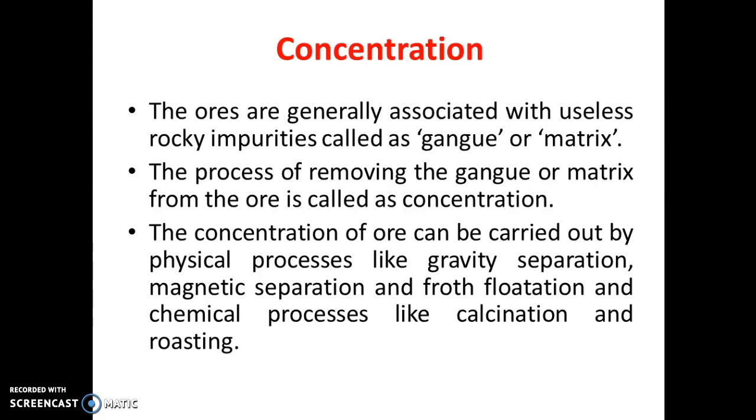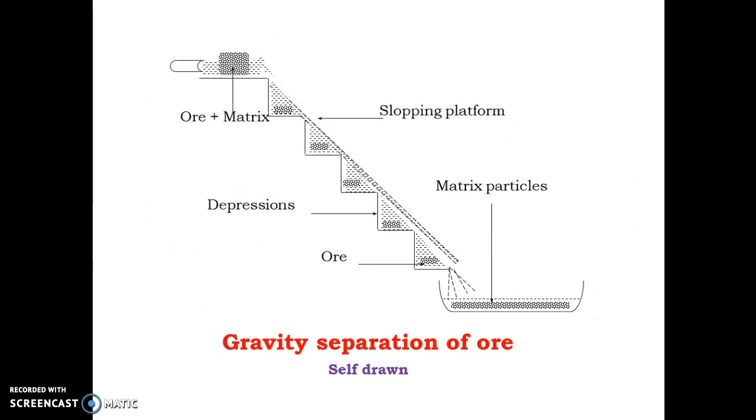The concentration of the ore can be carried out by physical processes. In that, there are three important processes: gravity separation, magnetic separation, and froth flotation. Another important process is the chemical process. In that, there are two processes: calcination and roasting. So first, the physical method. The first process is the gravity separation of the ore.